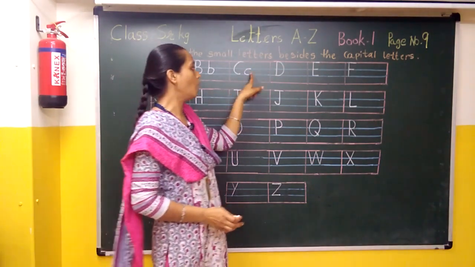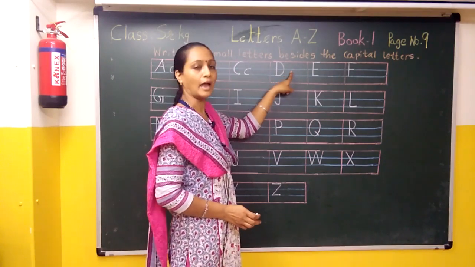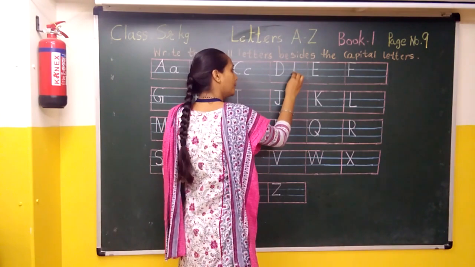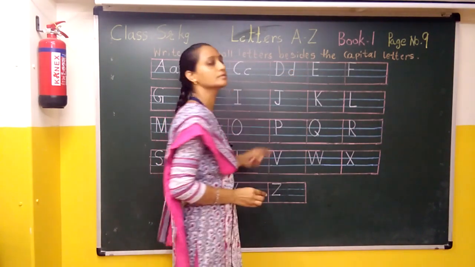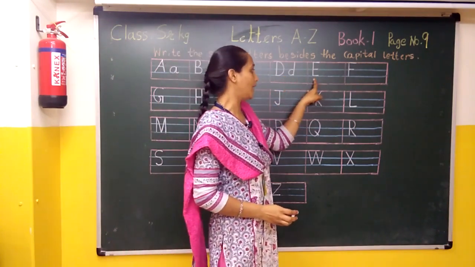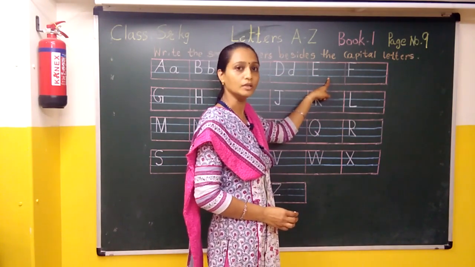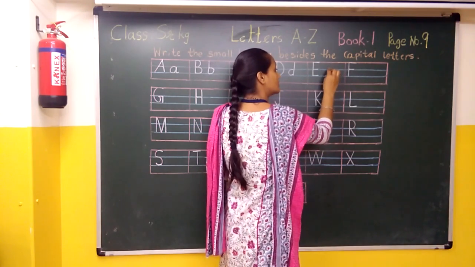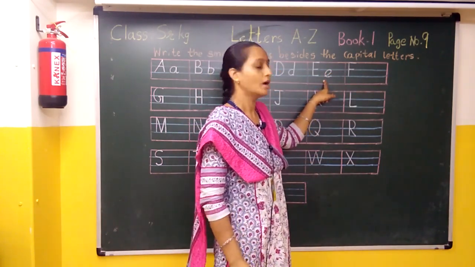Now next is capital D. Here we will write a small d. We will start from up and then we have to write like this. This is small d. Now, next capital E. We have to write small e here. We will write between this line, second and third line. This is small e.